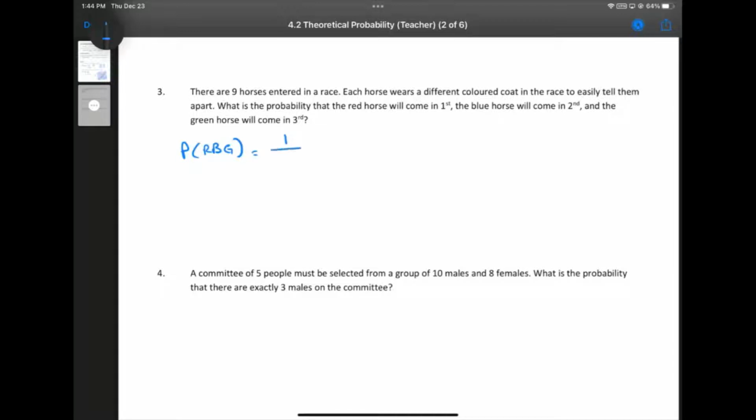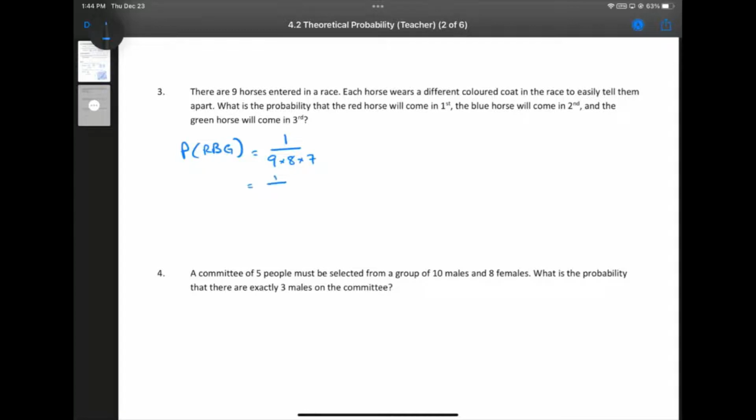And the number of ways that the first 3 horses could be chosen would be 9 times 8 times 7. There's 9 ways that the first horse could be chosen. It could be any of 9 colors, and then the second horse would be any of the 8 remaining colors, and the third horse would be any of the remaining 7 colors. I think I said that correctly. Anyway, when we work that out, 9 times 8 times 7 is 504.